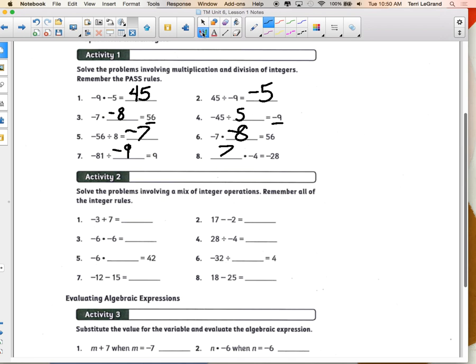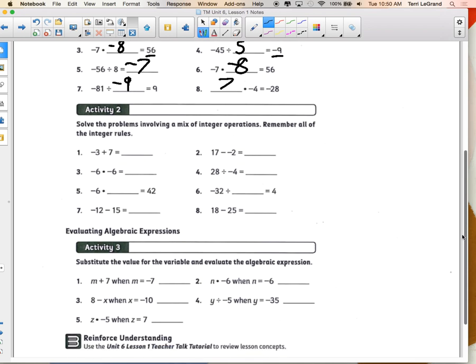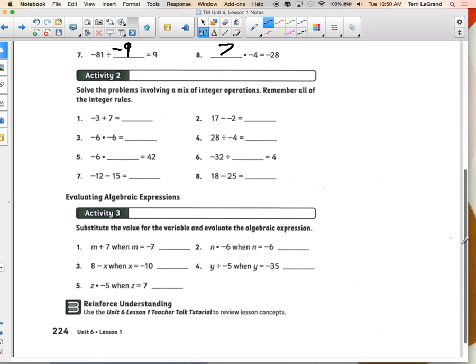Because guess what they're going to do to us in the next section? Adding and subtracting and multiplying and dividing. We're going to have to keep all the rules straight. Can we do it? Absolutely we can.